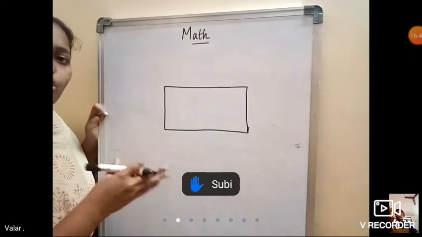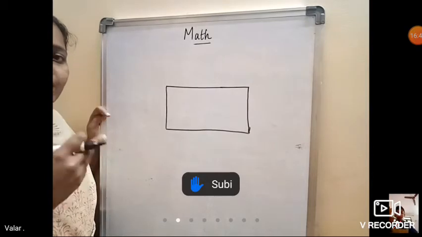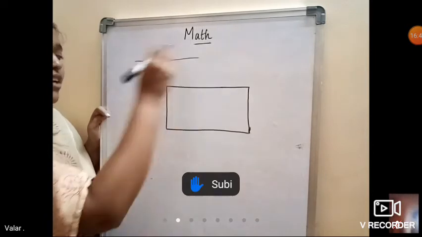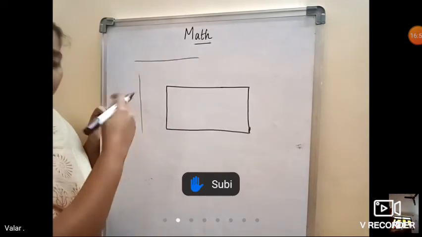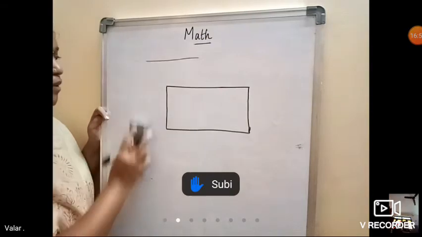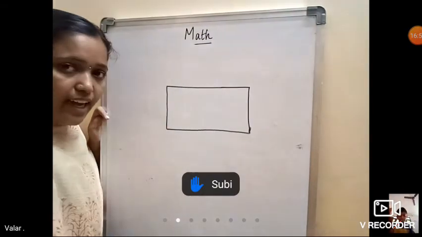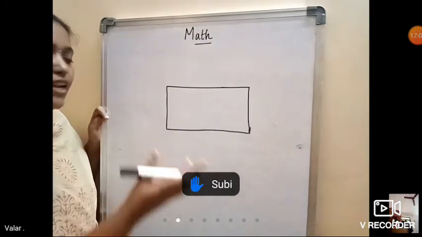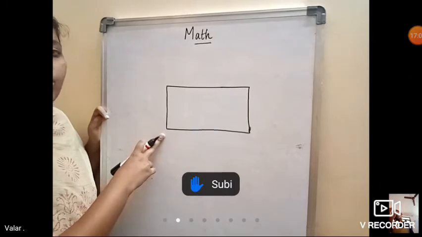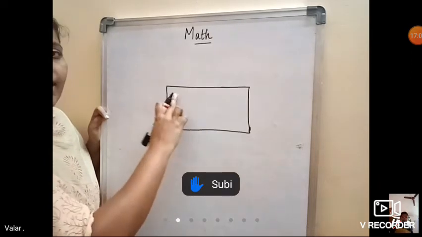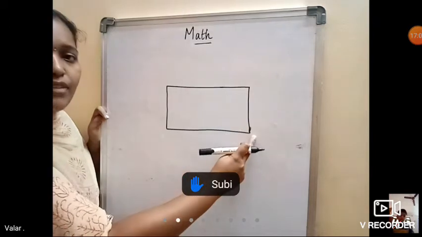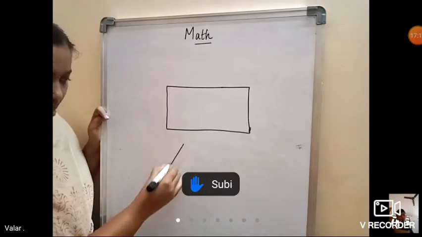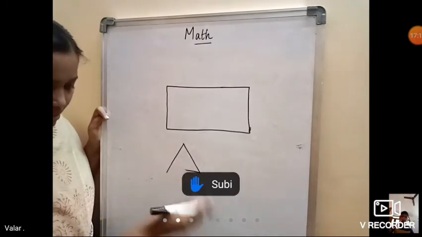So if you want to draw any shape, we need different types of line. With only one line, we can't get it. If we are drawing only one line, we won't get any shape. If you want to draw a rectangle, you need a horizontal line as well as a vertical line. Then only you will get a rectangle. Next, you can see a triangle.